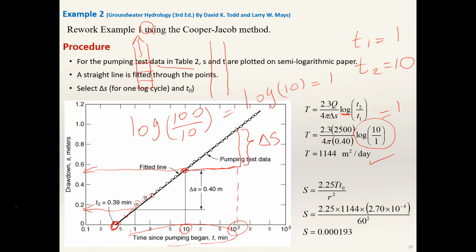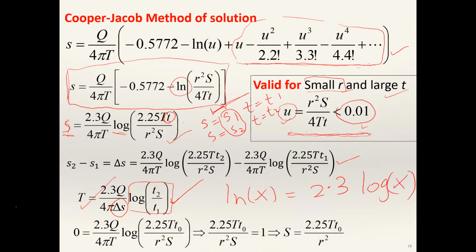But it will take some time for this effect to appear in the observation well. That is the time that we have here. Only after this time does the drawdown start changing in this observation well. So we use that logic with this equation. Here, the drawdown is equal to 0 until time is equal to T naught.